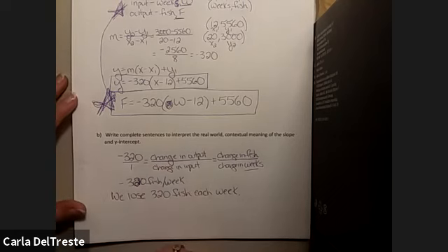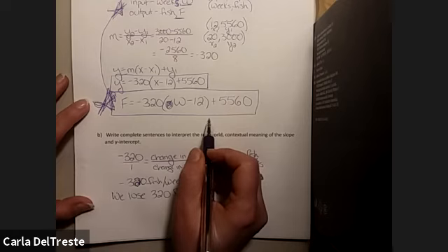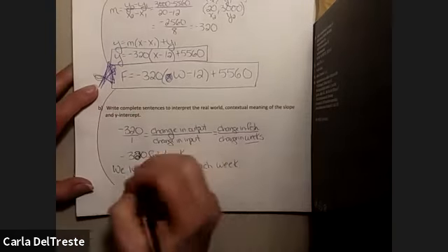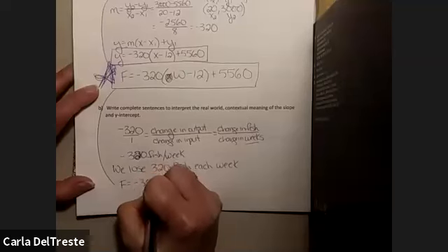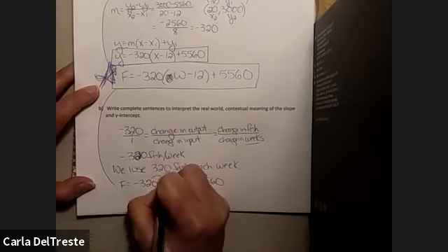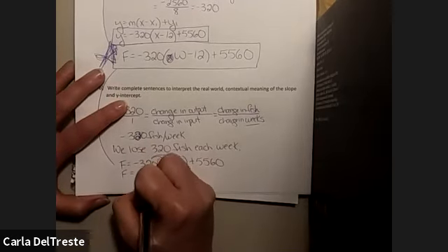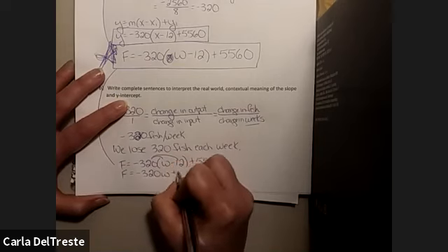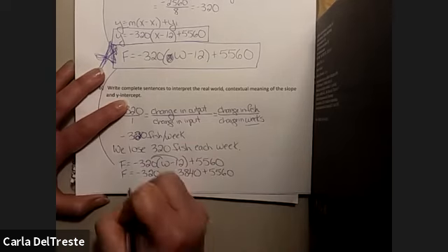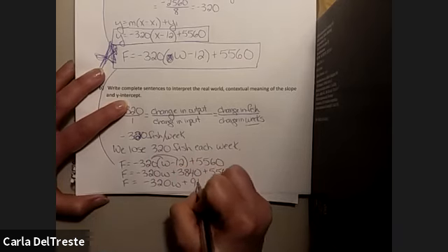I don't have the y-intercept yet, but I do have this. Can I simplify this to be in y equals mx plus b form? Sure I can. So I'm going to take this, F equals negative 320 times W minus 12 plus 5560, and distribute the negative 320. So F equals negative 320W plus 3840 plus 5560. And so that's F equals negative 320W plus 9400.